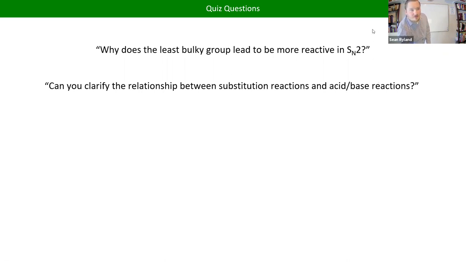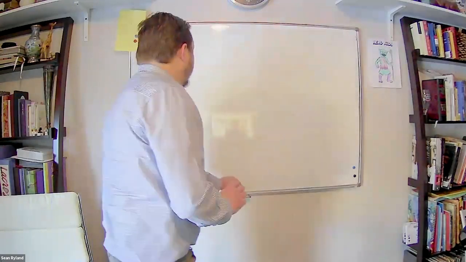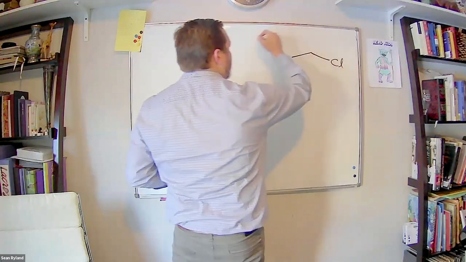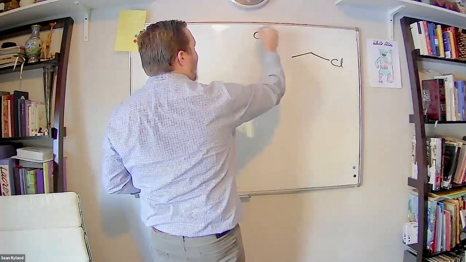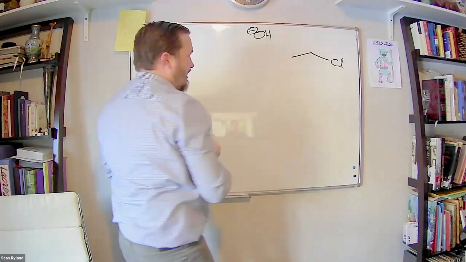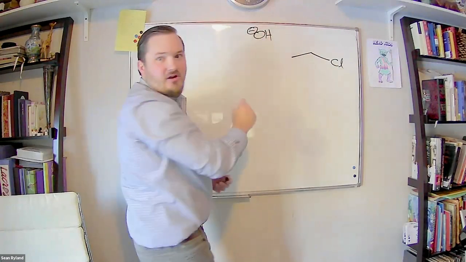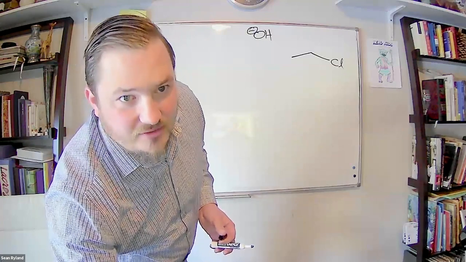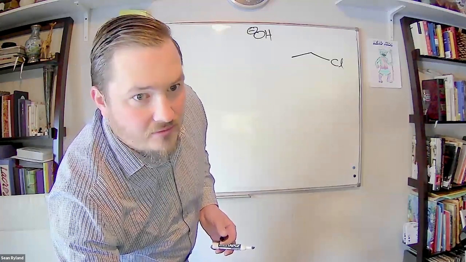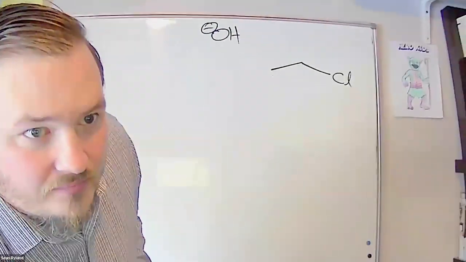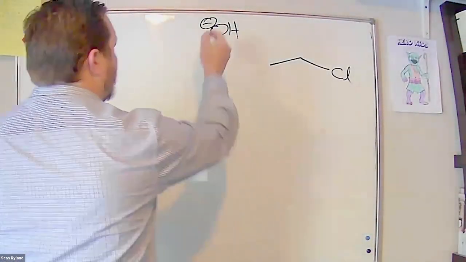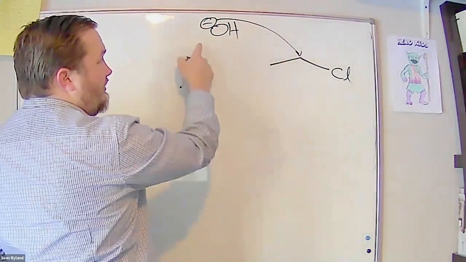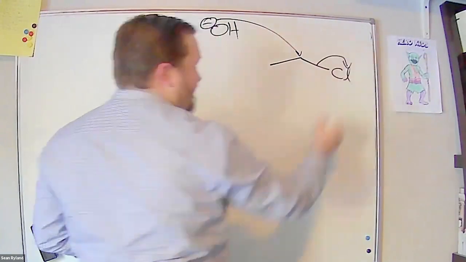So if we look at this, say hydroxide is our nucleophile for a substitution reaction, this is going to look like, let me make it bigger. You're going to have your nucleophilic attack and your leaving group leaves.